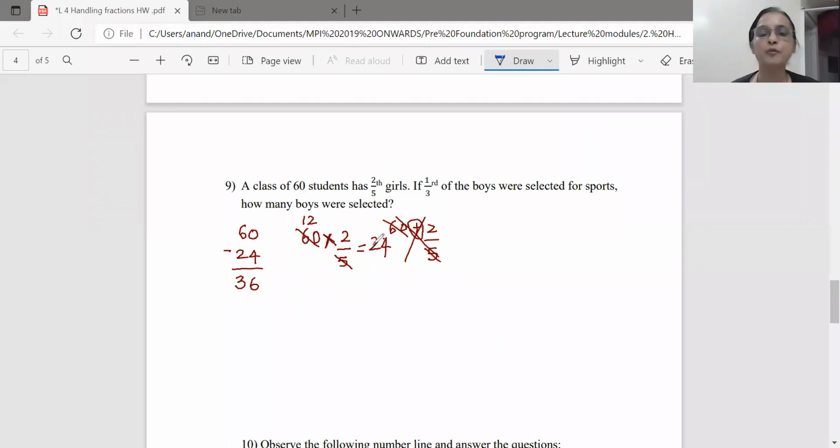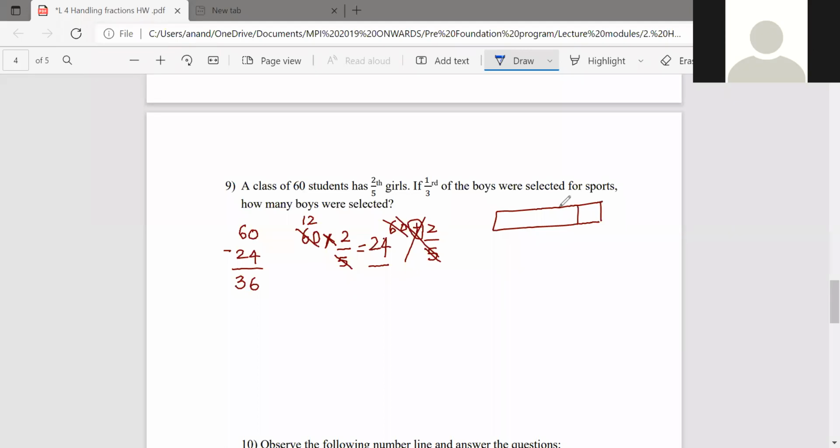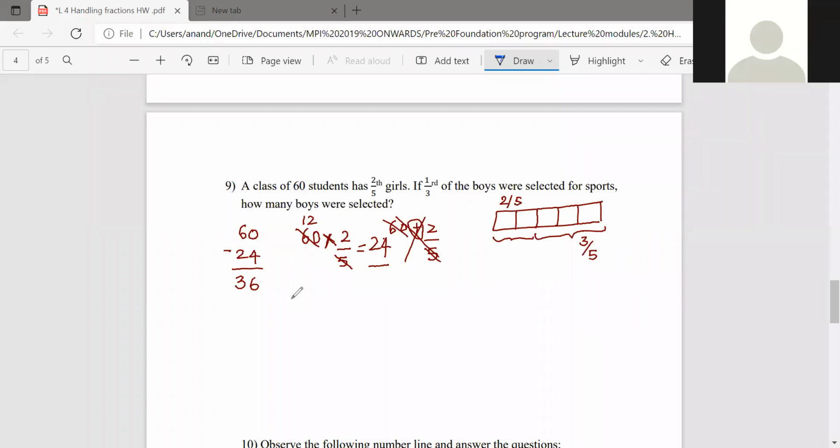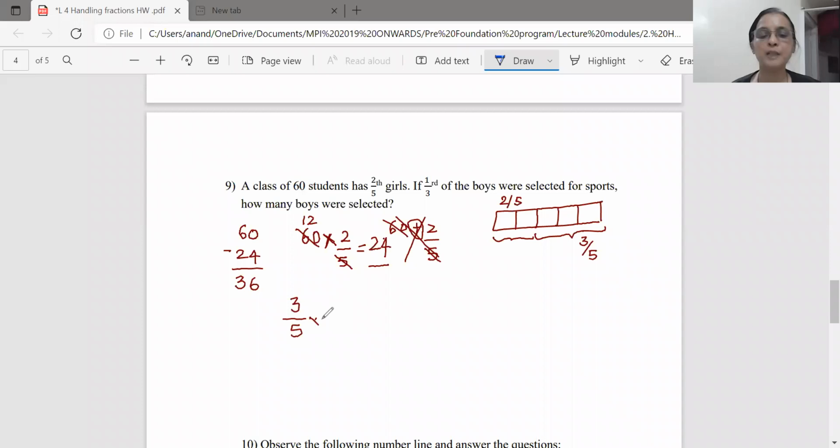So this is one way. 2/5 of 60 is 24 and 60 minus 24 is 36 boys. Another way is, if 2/5 are girls, that means 2 parts are girls, that means 3 parts are boys. If this much is girls, 2 upon 5, then this part, 3 upon 5, is boys. 3 upon 5 of what? 60. So 3 upon 5 of 60 will be again 5 ones are 5, 5 12s are 60.